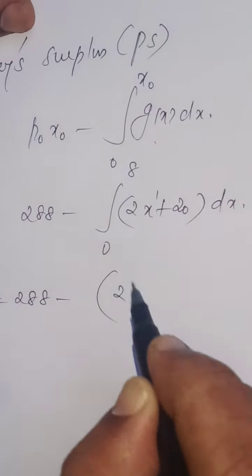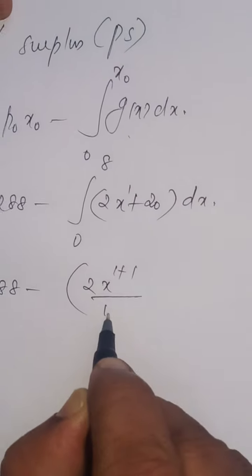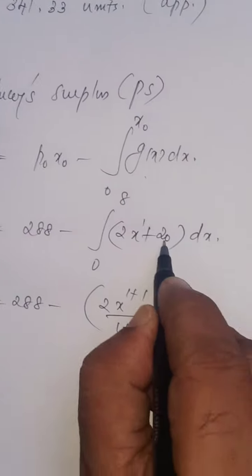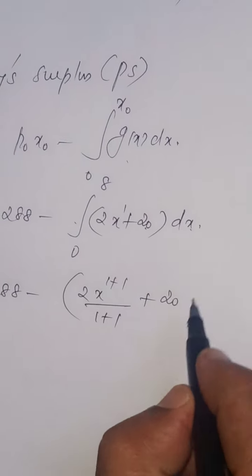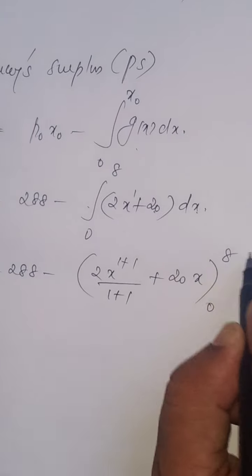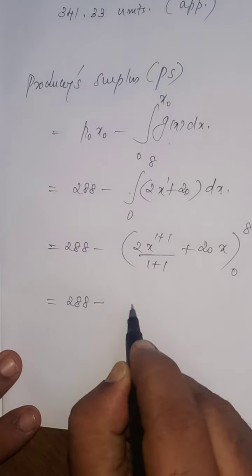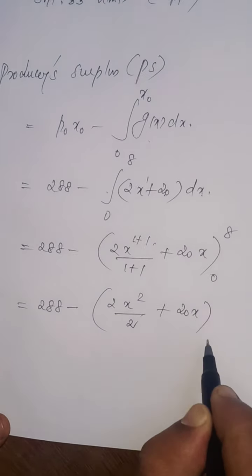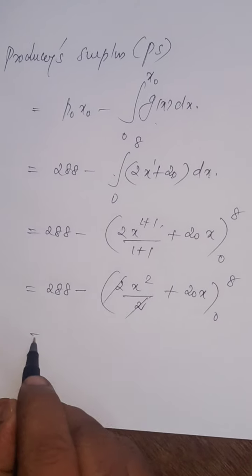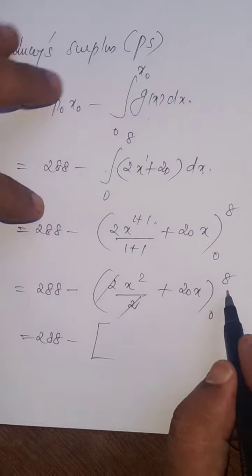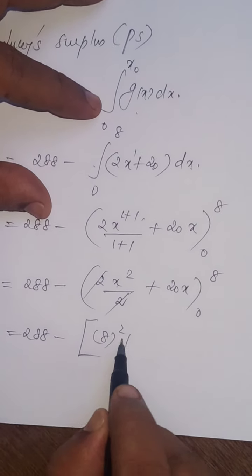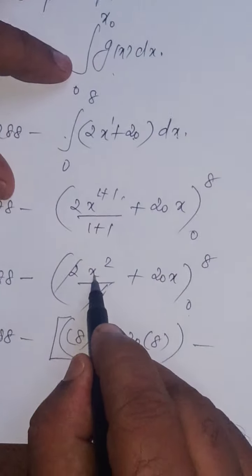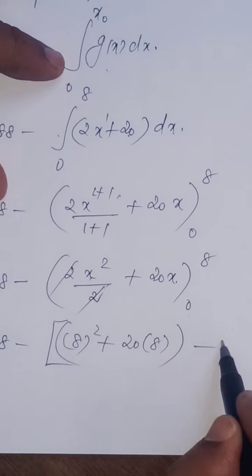The integration of 2x, that is 2x power 1, is x power 1 plus 1 divided by 1 plus 1, same formula, plus 20 is the constant, so as it is. The integral of dx is x, limit 0 to 8, equals 288. 2x: 1 plus 1 is 2 divided by 2, plus 20x, limit 0 to 8. The 2s get cancelled. Apply the upper limit, which is 8 squared, 20 into 8. Upper limit is over. Minus the lower limit 0: 0 squared is 0, 20 into 0 is 0, together 0.